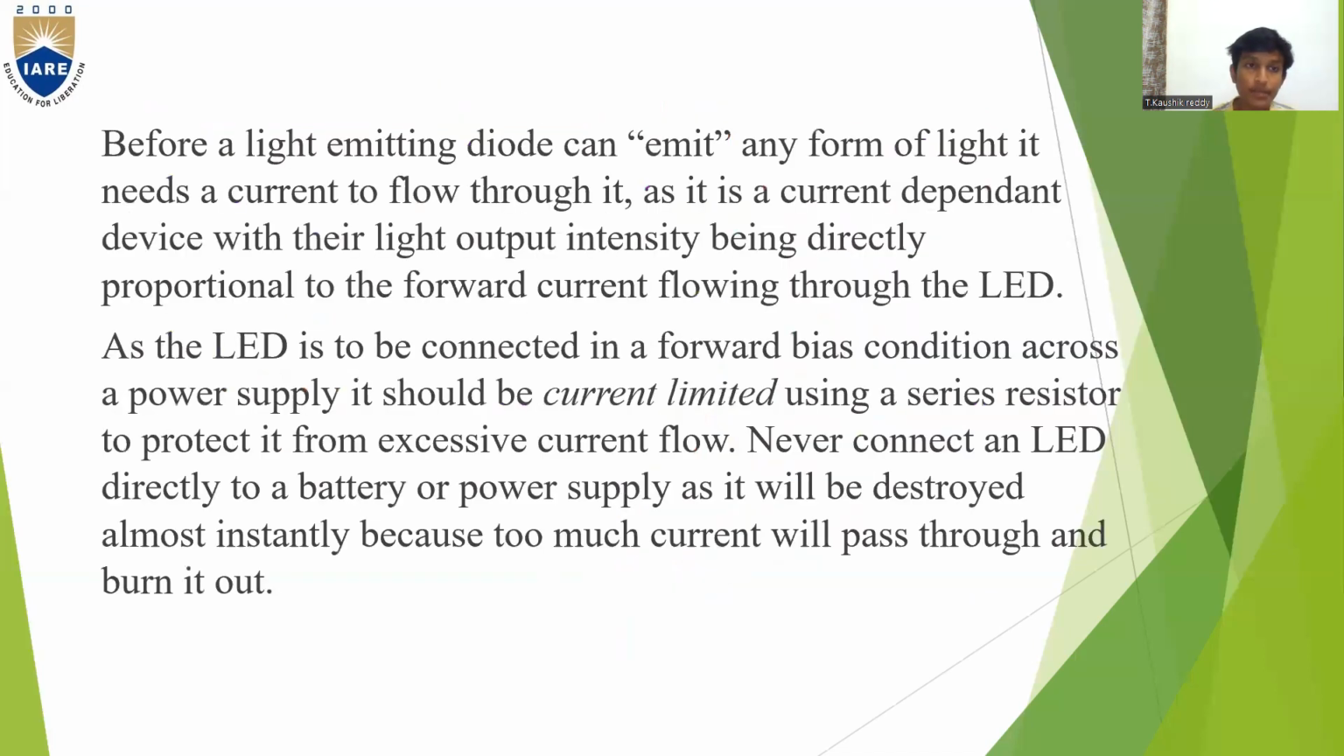It is an IV characteristics, basically, not VI. So before a light emitting diode can emit any form of light, it needs a current to flow through it, as it is a current dependent device with the light output intensity being directly proportional to the forward current flowing through the LED. So as the LED is to be connected in a forward bias condition across a power supply, it should be current limited using a series resistor to protect it from excessive current flow.